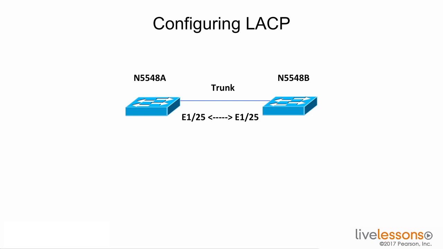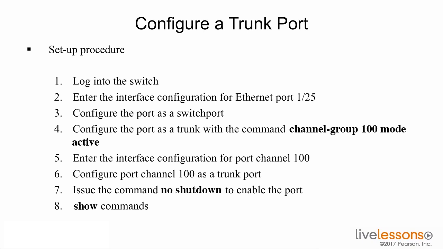The procedures we're going to follow are we're going to log into the switch, we're going to enter the configuration for Ethernet port 1/25, we're going to configure the port as a switch port, then we're going to configure the port to be part of a channel group or a port channel. We're then going to enter the interface configuration for the port channel and configure the port channel as a trunk. Finally, we're going to enter the no shutdown command and do some show commands on the switches to show you the health of the port channel. So let's go ahead and do that.